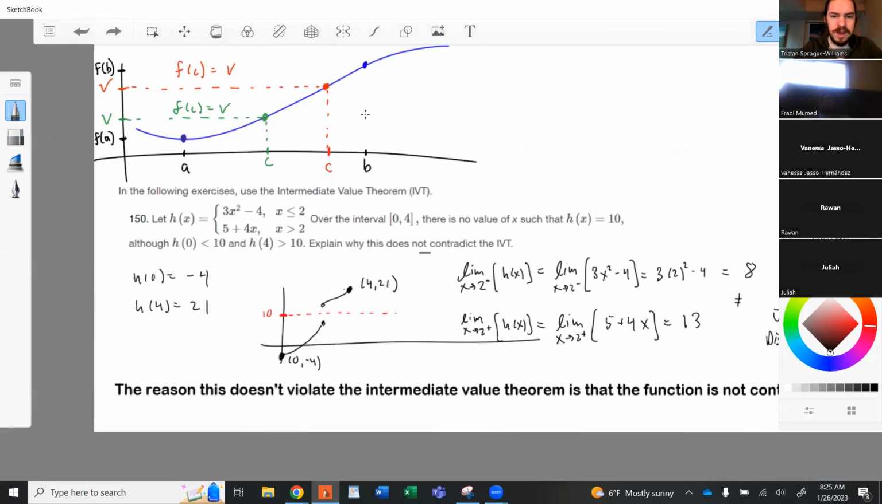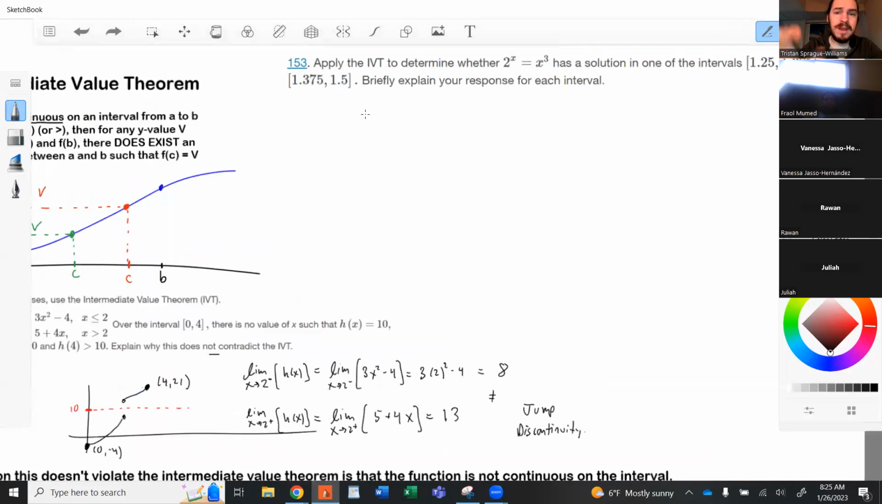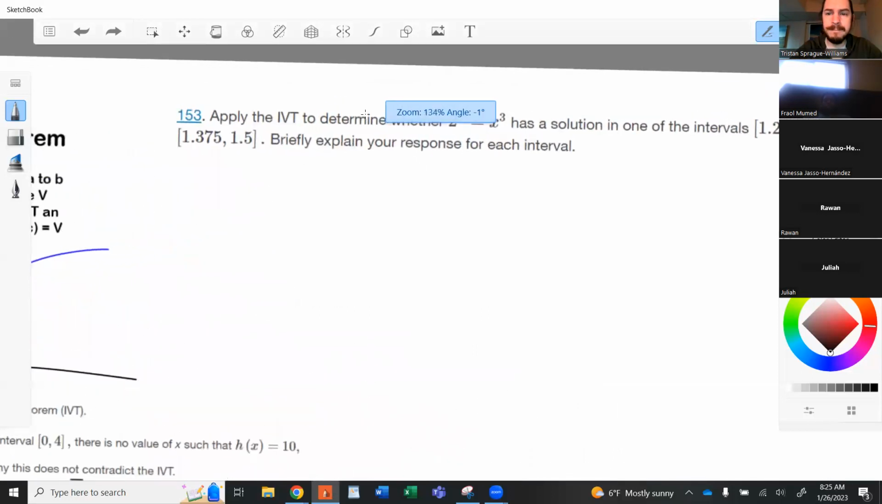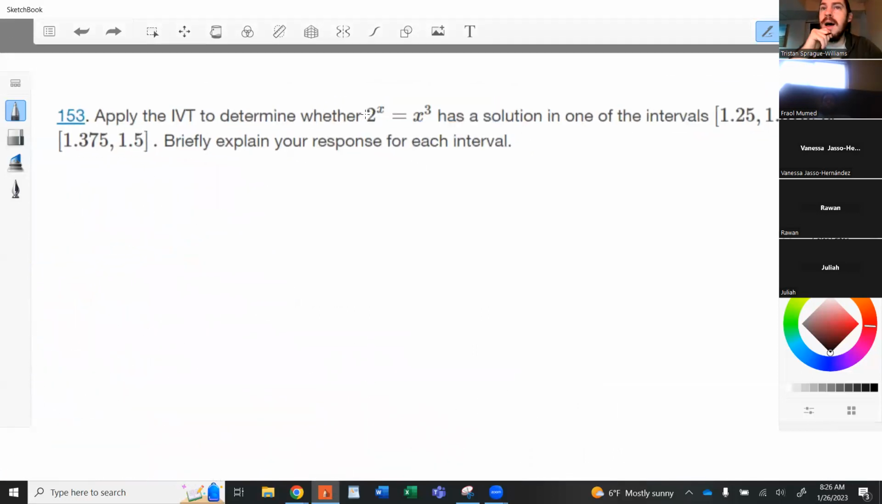And earlier I explained how, in particular, you can use the intermediate value theorem to see if a function has an x-intercept, right? Because if you find a negative output and a positive output and it's continuous, you know it's got to hit 0 if it goes from negative to positive or vice versa. All right, so that's what this is about. This is about whether a function has a 0. Now, it doesn't say that, though. What it says instead is determine whether this equation has a solution.